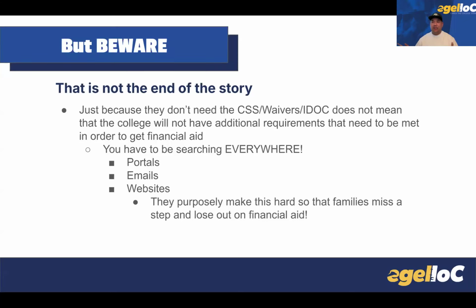Now where do you find those things? Well, unfortunately, they're hidden in a lot of different nooks and crannies. There are different portals, like your applicant portal. It could just be sent to you in an email as well, or you might have to dig and find it on their website, right? But they purposely make it hard for families so that they miss a step and lose out on financial aid. Any step that they ask you to do, if you miss out on it, then they will not give you financial aid. So if they ask you to turn in the CSS, but you didn't turn it in, they're not going to give you your financial aid package until you do. If you don't turn in additional documents, they won't give you something that you need until you finish that part. So again, it's a bit of a cat and mouse game here, right?